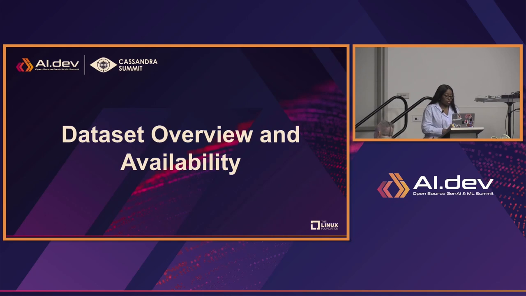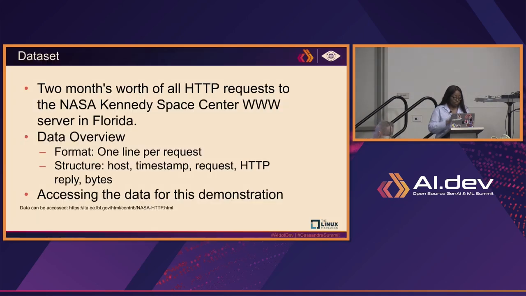So now we're going to get into the data set that I selected for this walkthrough, and what it's about, where it's from, and all that good stuff. The data set is from the NASA Kennedy Space Center WWW server in Florida. It is from the months of, I believe, July of 1995 up until August of 1995.